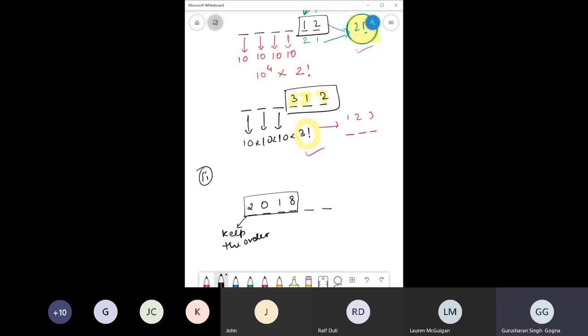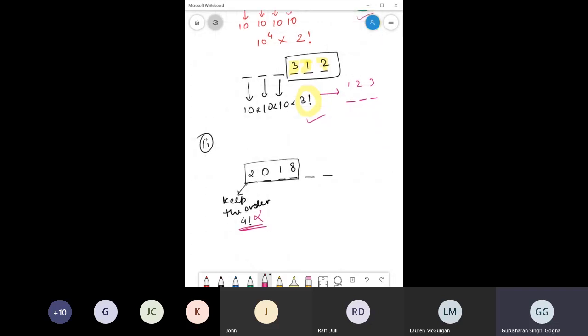So what do you mean by keep the order? Keep the order means I cannot change their positions. Okay, so I cannot write down 4 factorial. Do you understand? Because I can't change their positions within the box. Okay, so how many places are left now?